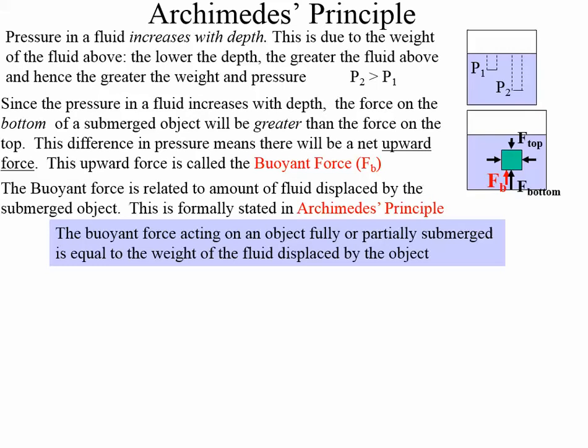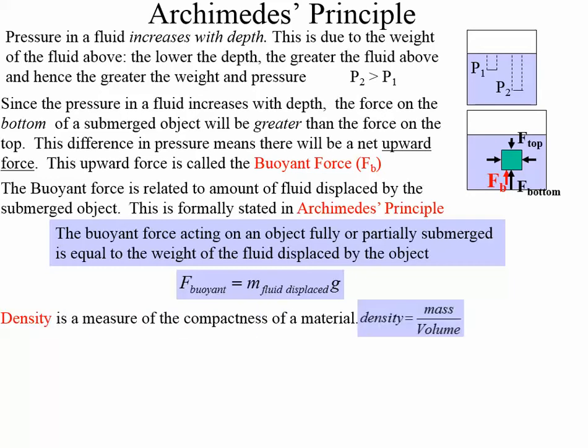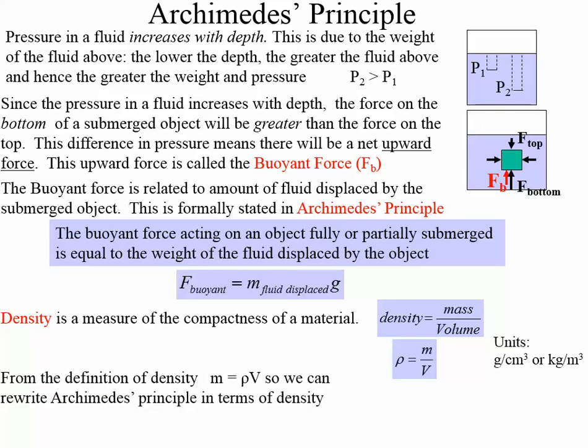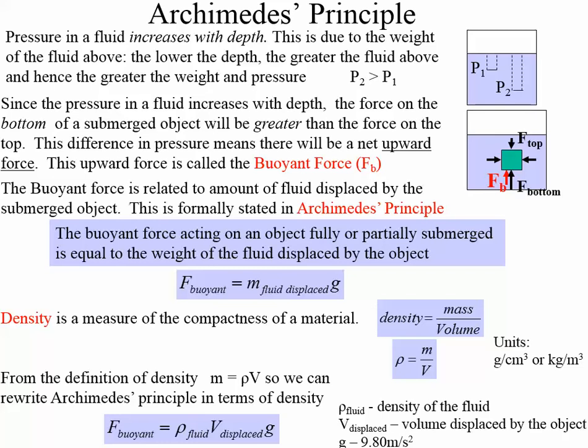the submerged object. In symbol form, the buoyant force is the mass of the fluid displaced times g. We can rewrite Archimedes' principle in terms of density by rewriting mass as density times volume, and then Archimedes' principle can be written as the density of the fluid, times the volume displaced by the object, times g.